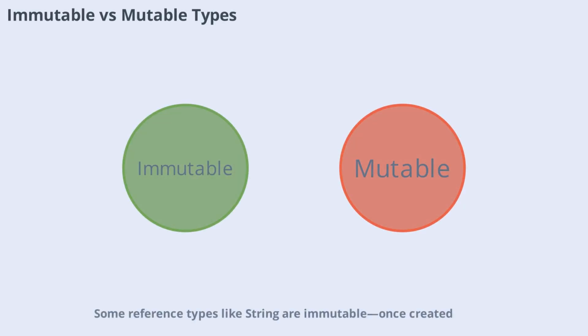Some reference types like string are immutable. Once created, they can't be changed. Others, like arrays or custom objects, are mutable and can be modified. This distinction affects how you use and share data in your programs. Immutable types are safer for sharing, while mutable types require more care to avoid unintended changes.